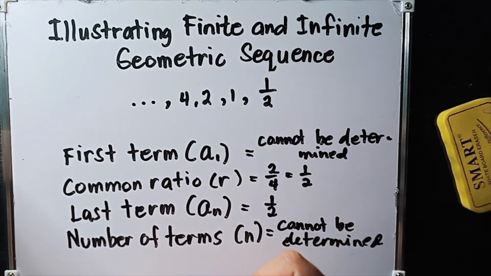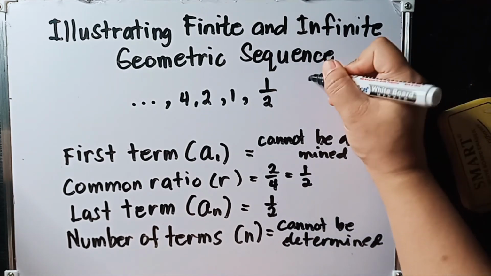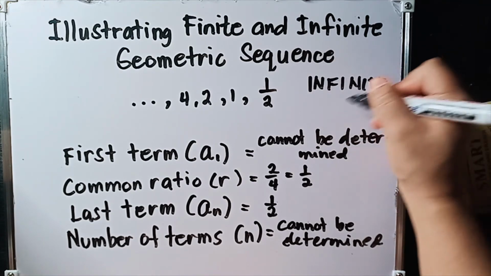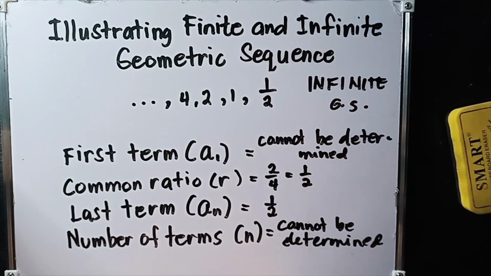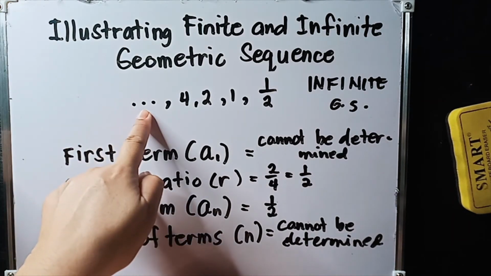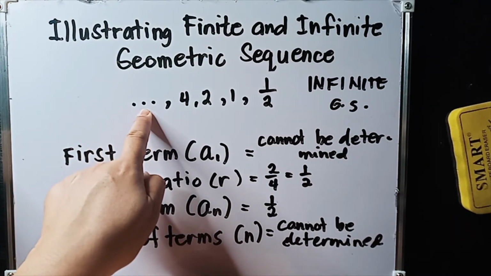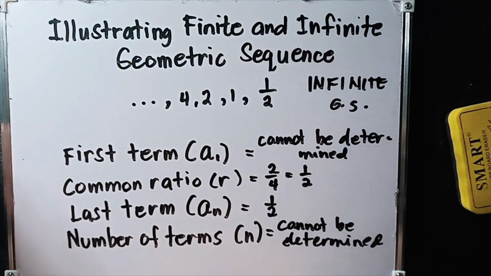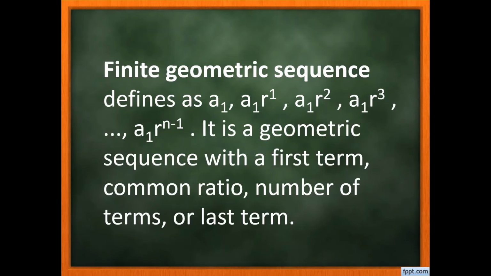Since we can only determine the last term and the common ratio of the sequence, this one is an example of an infinite geometric sequence. The three dots, or the ellipsis, here indicate that the terms continue backward.